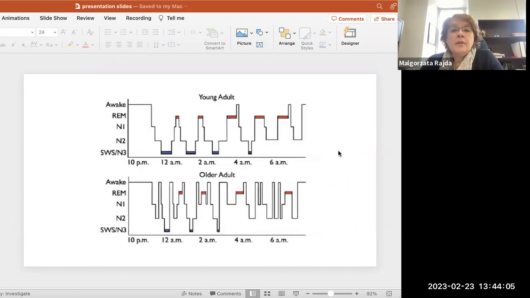Now, this graph will show you the differences in sleep between a young adult and an older adult. This is a schematic representation, but I really want to emphasize that sleep is a very dynamic process that undergoes maturation and changes throughout lifespan. So those of you who know young children or have children, you will probably remember how much an infant will sleep and what the difference is in the sleep between a toddler and a school-age child.